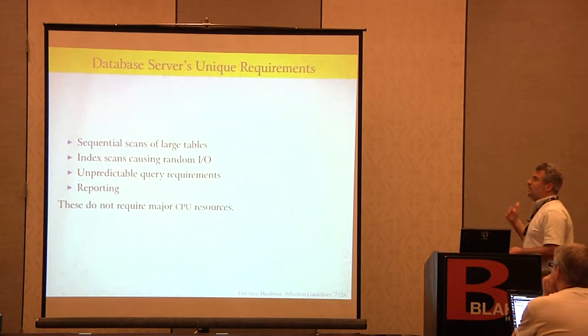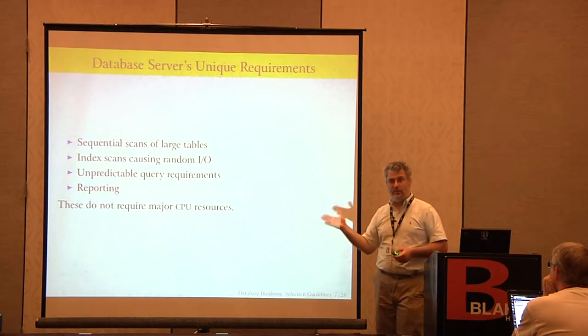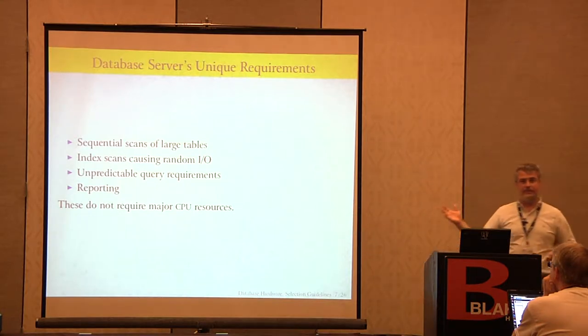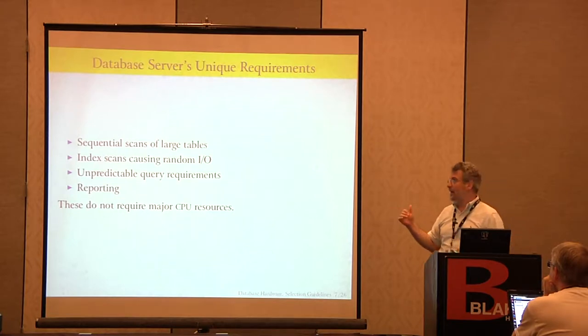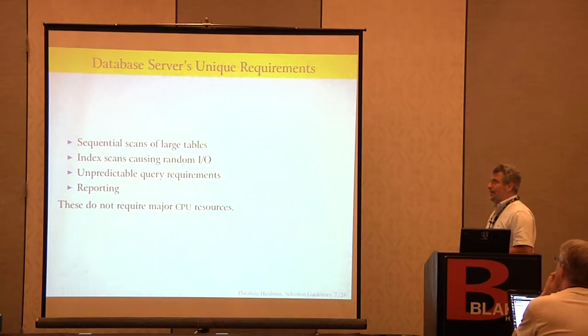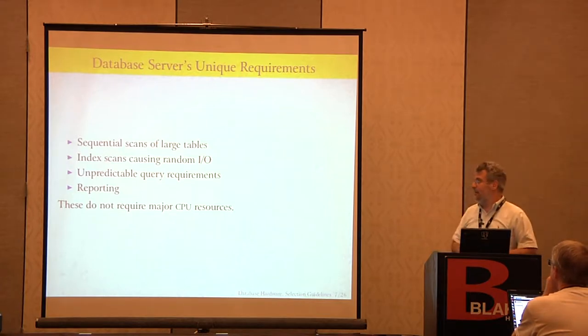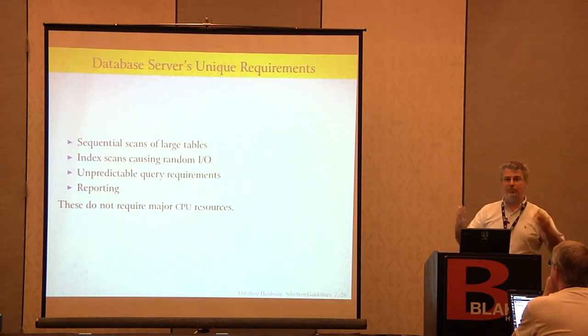So basically what database servers do that not a lot of other applications do on computers is a lot of sequential scans of a lot of large data, which again is not typical. A lot of random I/O, particularly for index access, again, not a typical thing an application would do. It has unpredictable requirements, because again, you can throw almost anything at it. And you have a lot of reporting requirements that give you a very asymmetric load balance.